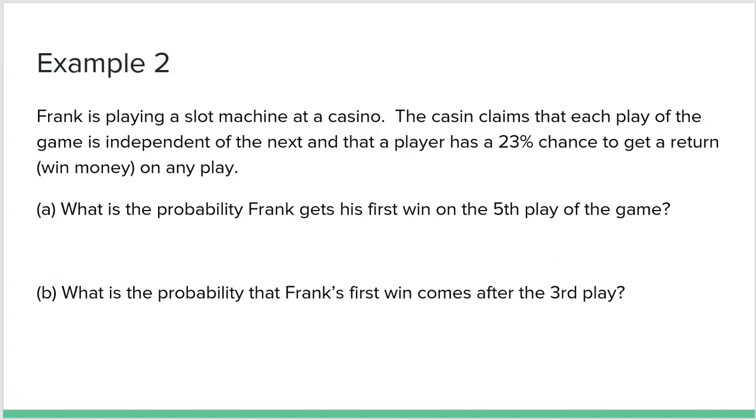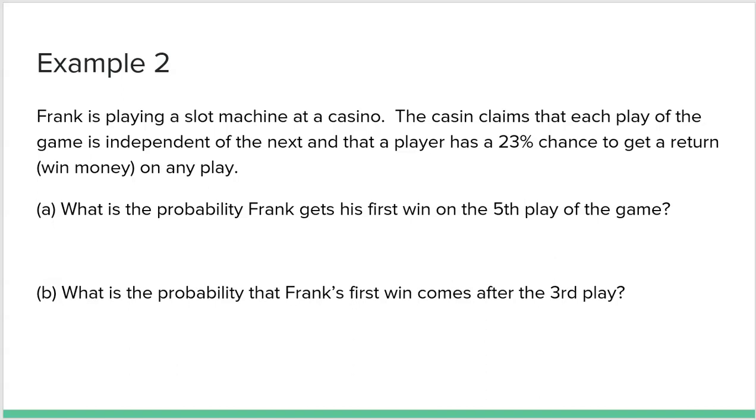So a slot machine, you pull the handle, things spin. Who knows? There's all different kinds of slot machines out there, that do all different kinds of fancy stuff. But at the end of everything spinning, you're either going to win or you're going to lose. And this does say we have a 23% chance to get a return on any given play.